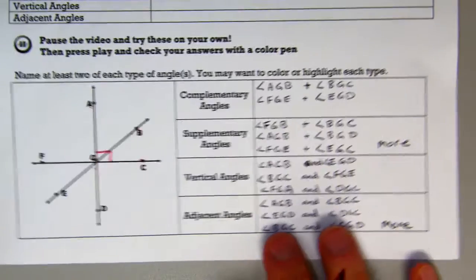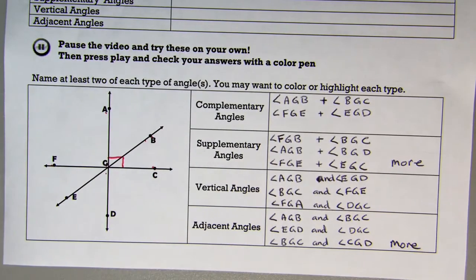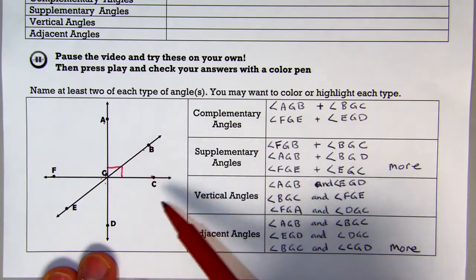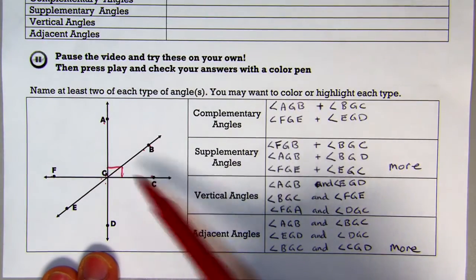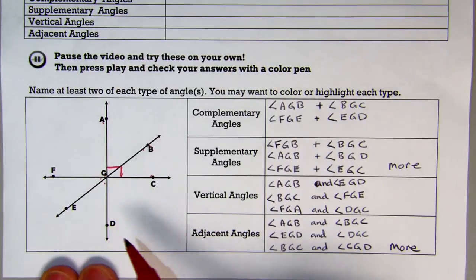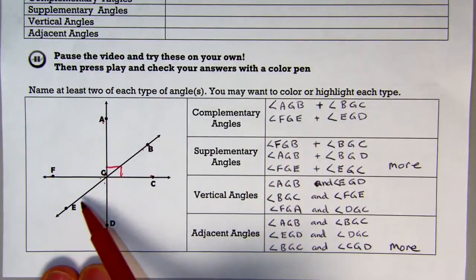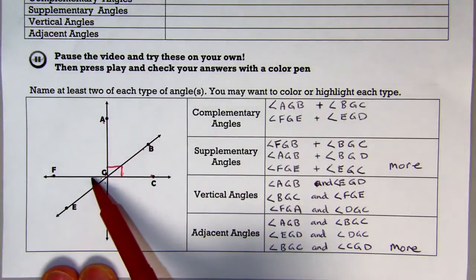And now that you've done that, we've got some to go over here for you. Found some complementary ones. We have AGB and BGC. So AGB, BGC, they make up that right angle. Another one we saw was FGE and then EGD. They make up the right angle over here.